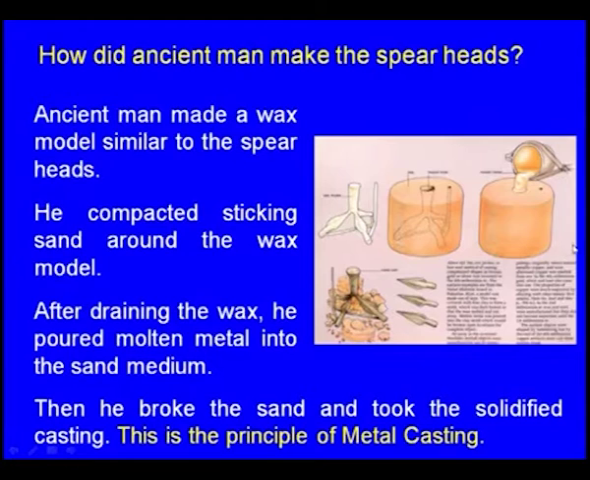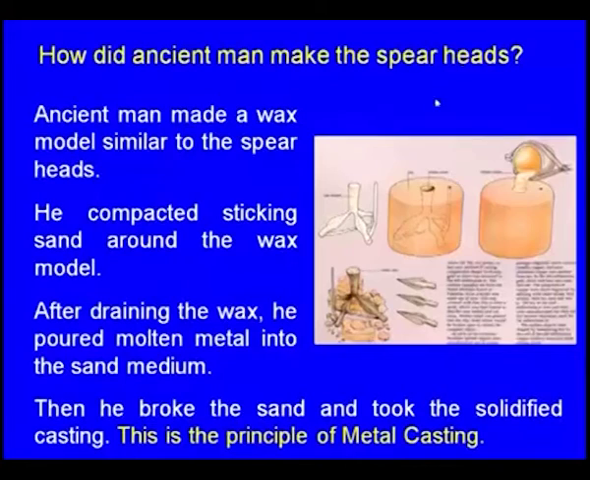Now he melted the metal and the molten metal was poured into this sand medium. What is there inside the sand medium? A hollow cavity, whose shape is similar to this spear assembly. After some time the molten metal solidified, then he broke this sand medium. Afterwards he separated the spearheads. So this is the principle of the metal casting process.